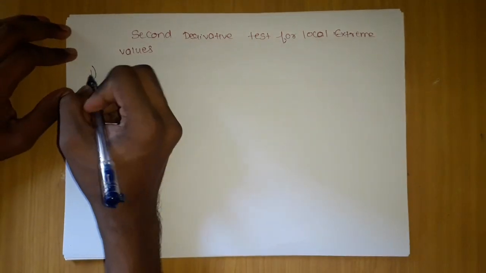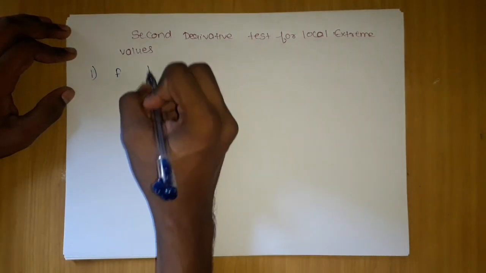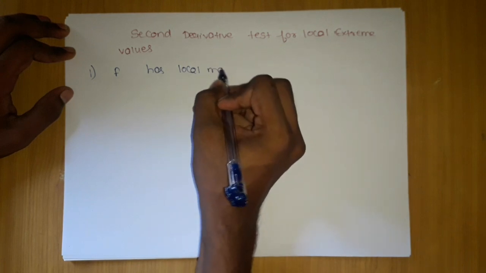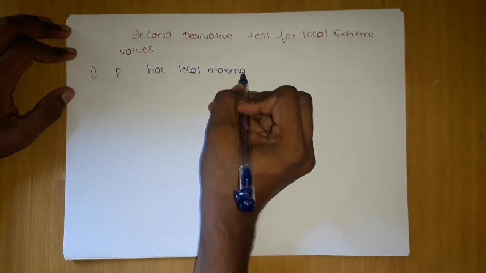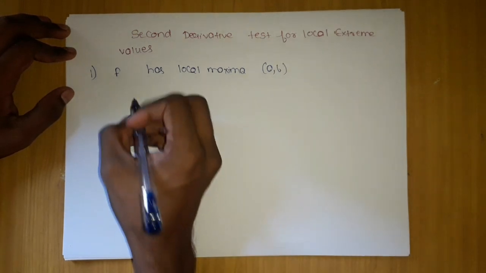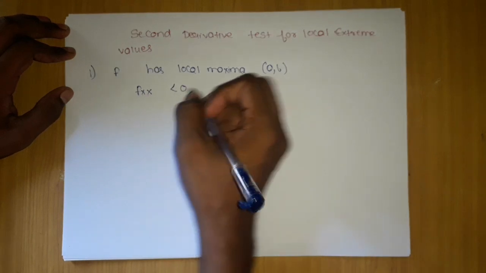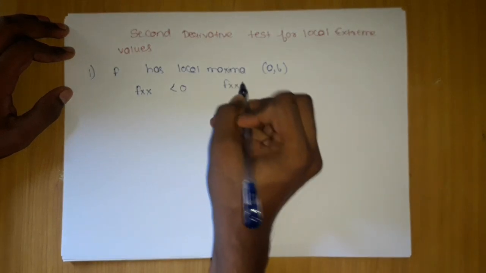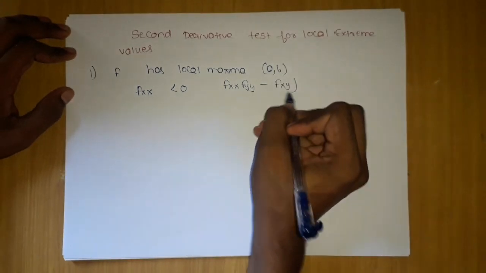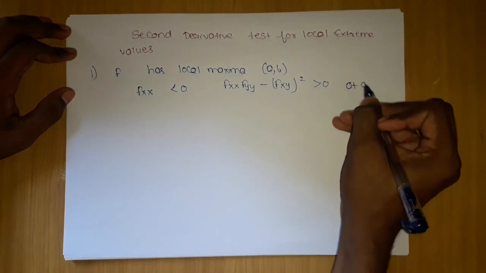The first thing, if you have a function f, which is nothing but f of x comma y, and I say it has a local maxima at a comma b, then what will it be? f of xx is less than 0. This is the condition. And f of xx into f of yy minus f of xy, the whole square, is always greater than 0 at a comma b.